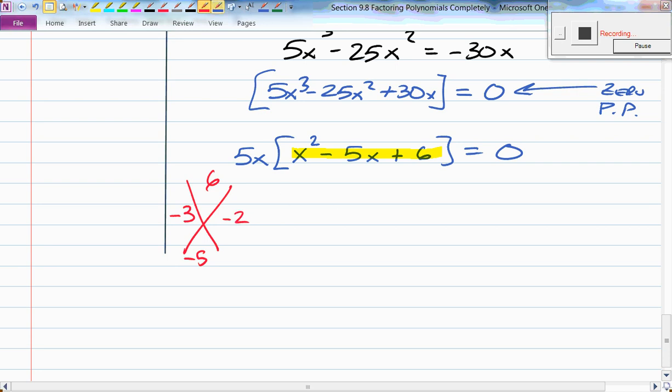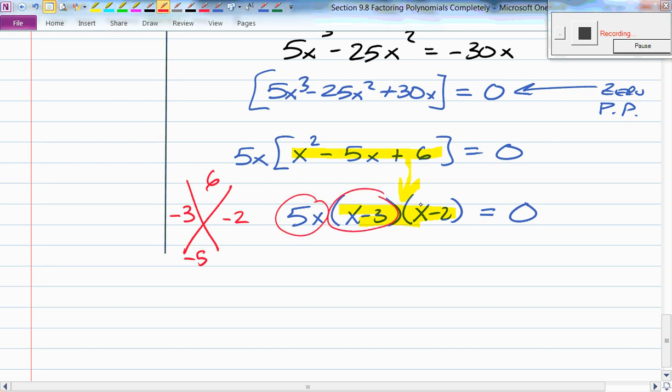So that leaves me with this: 5x, and then I have an x minus 3, and now I have an x minus 2, and that still equals 0. So everything that was highlighted in yellow above became this because we factored it. Does that make sense? Are you guys still with me? Okay, so now check it out. I have a number times a number times another number equals zero. If I multiply three numbers together to equal zero, what does that mean?